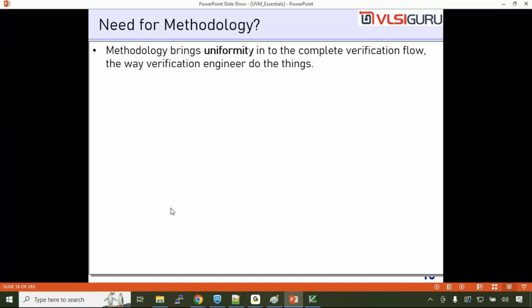Methodology brings uniformity into the verification flow, the way verification engineers do things. Uniformity means what? You know the approach, it's properly documented. How to develop a test case, you know the steps. You know that class APB transaction test extends from UVM test. Then what to do? There is a guideline for everything. Because of that, everyone is in sync. If you say we are doing something in UVM, we know that this is the approach we have to follow.